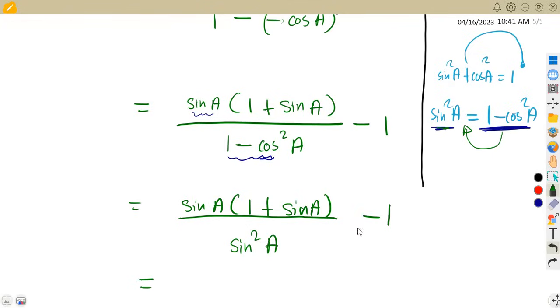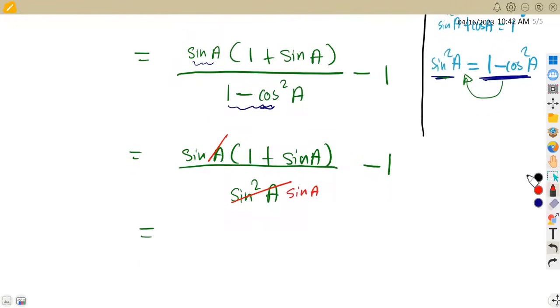All right, so let's see what we are having in this case. The sine squared means we've got 2 of them, so you can cancel sine into sine squared. If we have 2, we are going to remain with 1 of the sine. So this is going to be written as 1 plus the sine of A, everything over the sine of A minus 1.